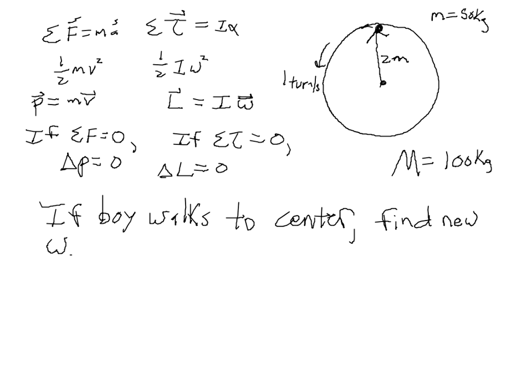Now, if we consider the boy and the merry-go-round to be the system, then there's no net torque on this system, right? Because nobody's going to push the merry-go-round or anything, so there are no torques acting on the merry-go-round and the boy. Therefore, angular momentum must be conserved. So the angular momentum before the boy walks to the center must equal the angular momentum after the boy walks to the center.